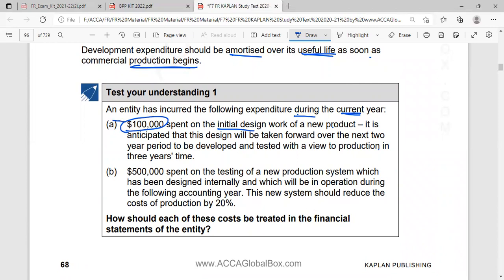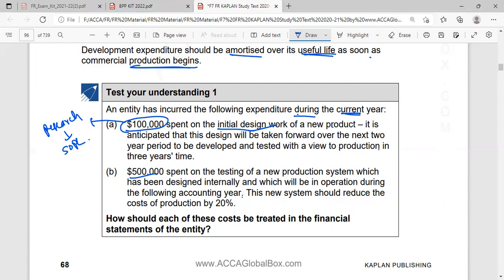So this is treated as what? Research, and is transferred to the statement of profit and loss directly because it is an initial stage of designing the work. Then 5 lakhs spent on the testing of the new production system which has been designed internally and which will be in operation during the following accounting year, and the designing was completed. The new system should reduce the cost of production by 20%.